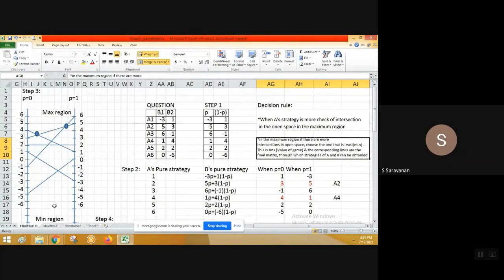So the next problem we are going to discuss is the one where B's strategy will be higher.